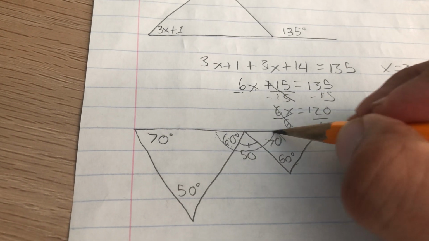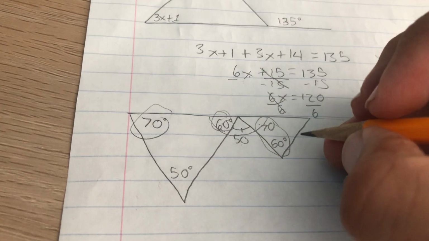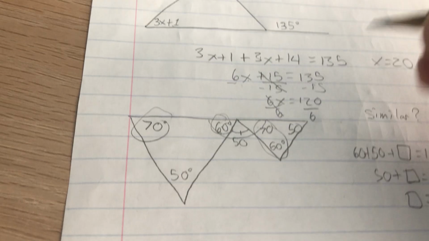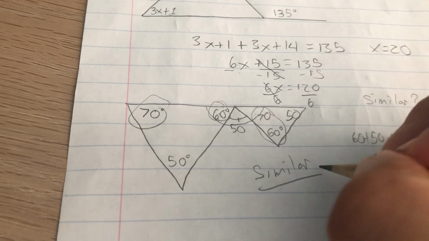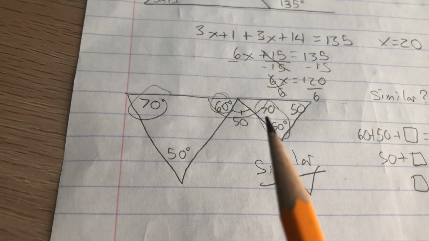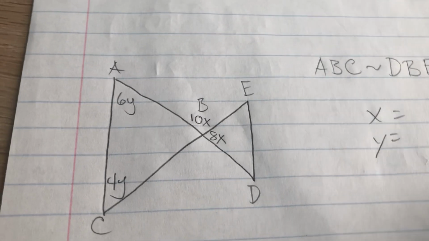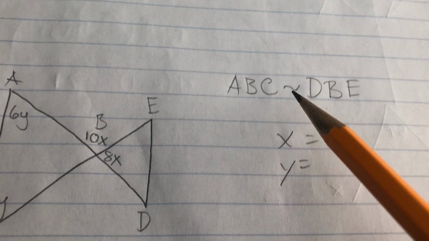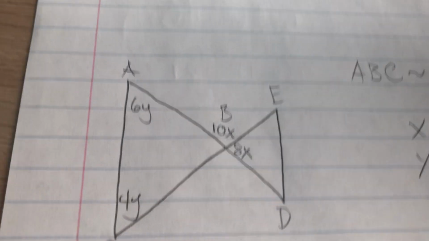Look, they share 2 angles, which automatically means that they share all 3, which means these are similar. If this one would have been 71, this would have been a no. Now here they tell me they are similar. This is a similar symbol. So they are similar. So now we got to figure out what's going on.